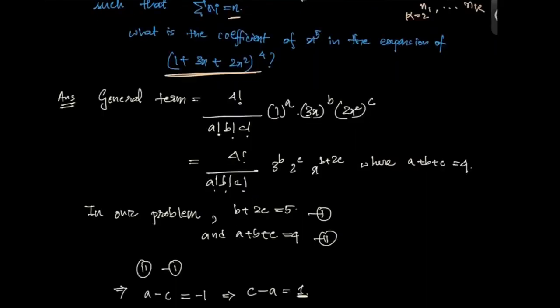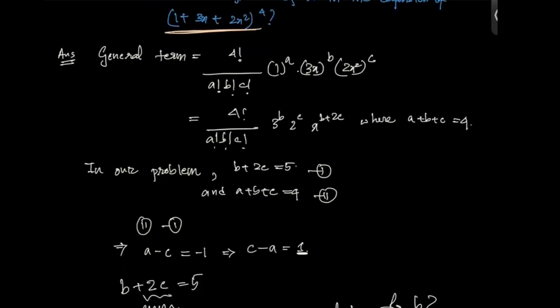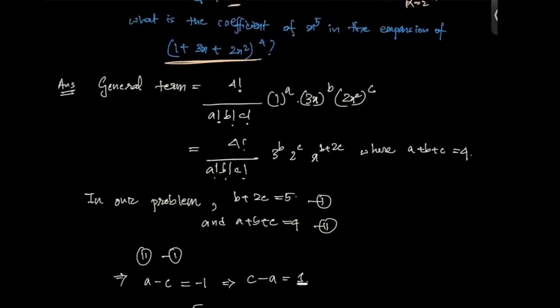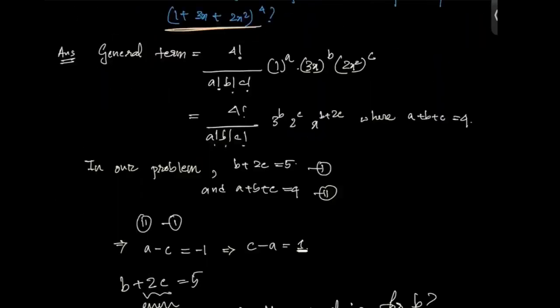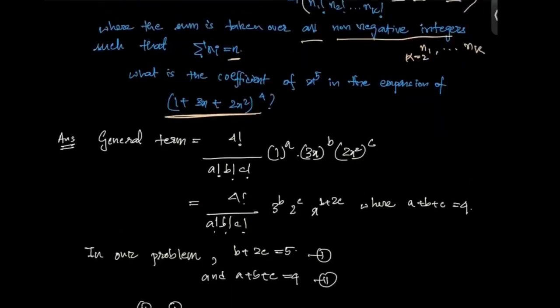So going along, we need to see what the general term looks like for this specific expression. First note that the power n goes to the numerator, like it always does. It's 4 here, so it's 4 factorial divided by a factorial, b factorial, c factorial, which are all non-negative integers that add up to 4, and each of the terms will be raised to power a, power b, and power c. So we have 1 to the power a, which is nothing, (3x) whole to the power b and (2x squared) whole to the power c.